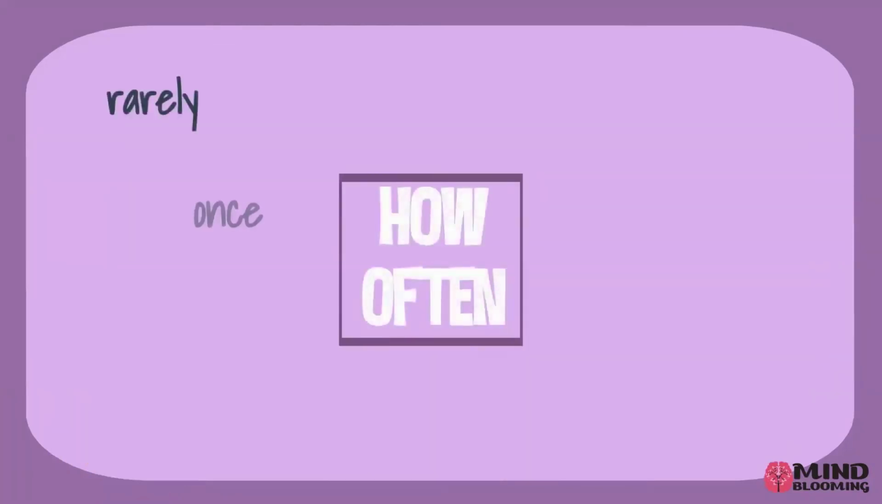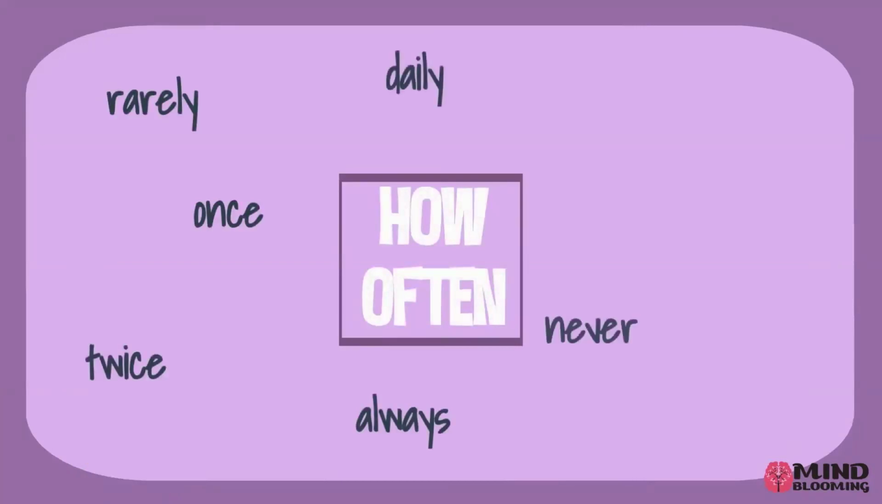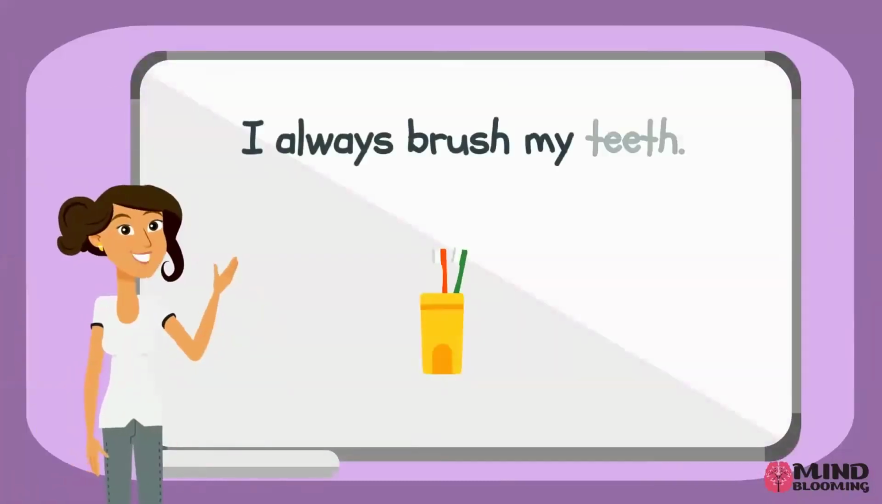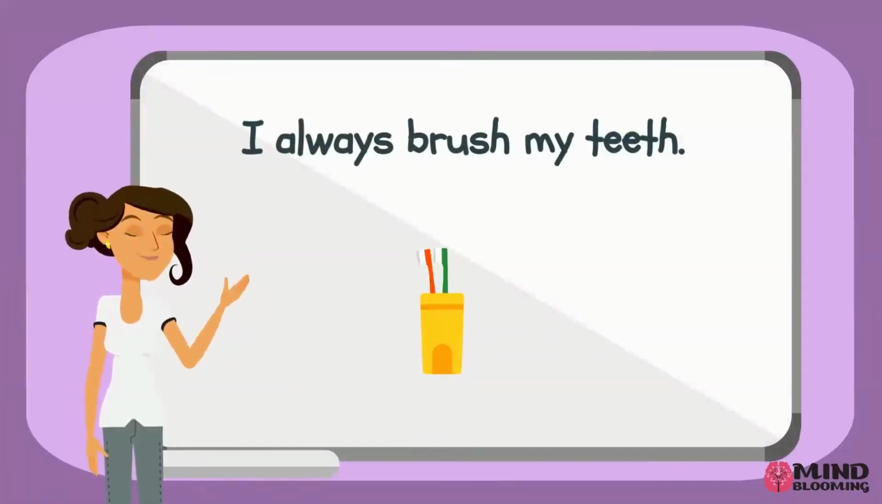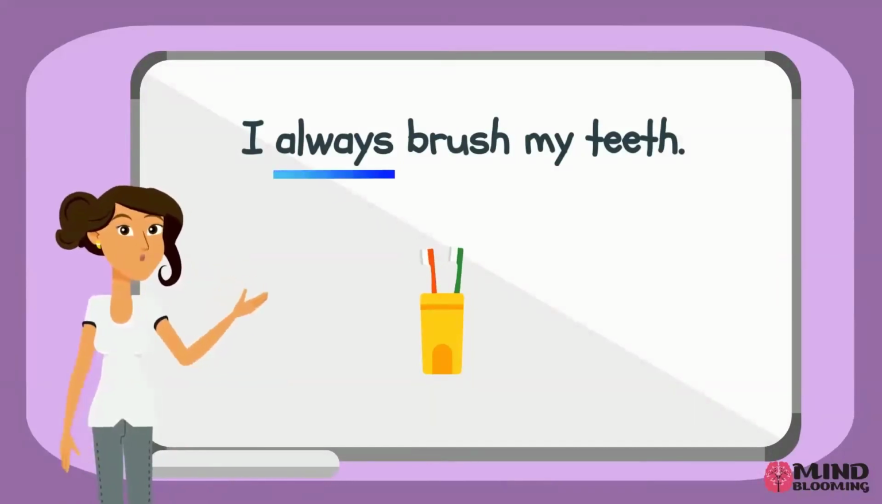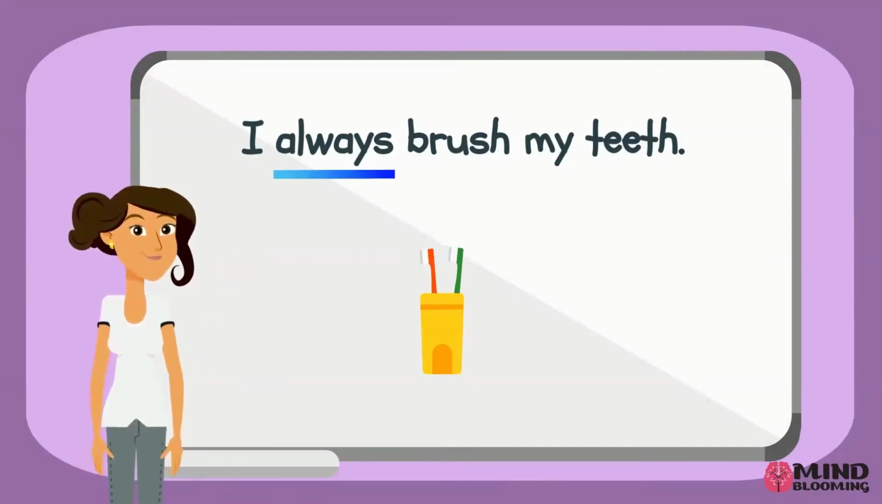Finally, these are examples of adverbs that show how often the verb or the action is taking place. I always brush my teeth. Brush is the action verb in the sentence. Always describes how often the verb or the action is happening, and it is happening always, so that means the word always is an adverb.